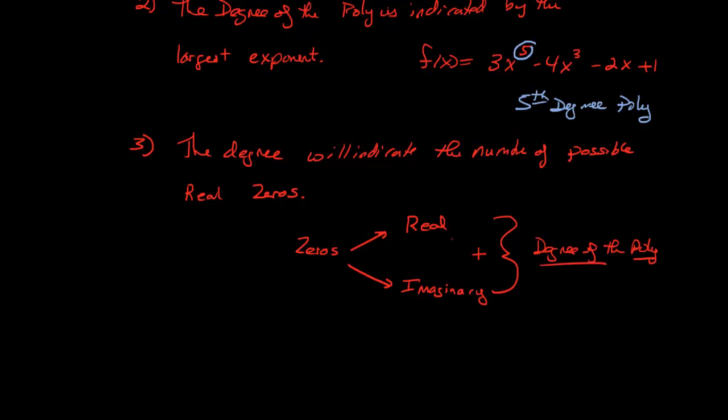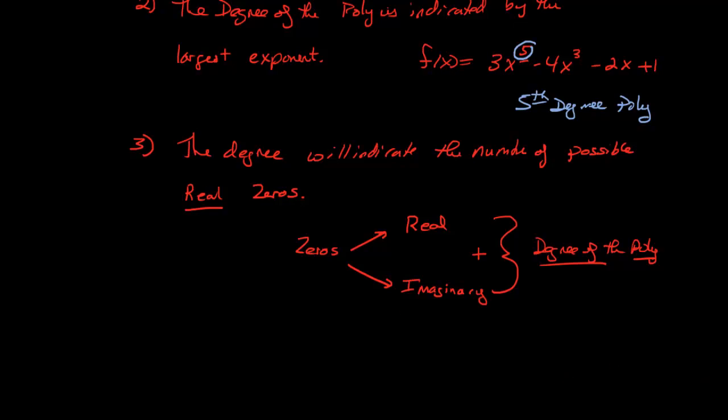So the real zeros plus the imaginary zeros will give you the degree of the polynomial. If you have a degree of 5, as in this example, we could have at most 5 real zeros. We could have 3 real zeros and 2 imaginaries. We could have 1 real zero and 4 imaginaries. We'll talk about the different combinations of real and imaginary zeros later, but we can have at most 5 real zeros.